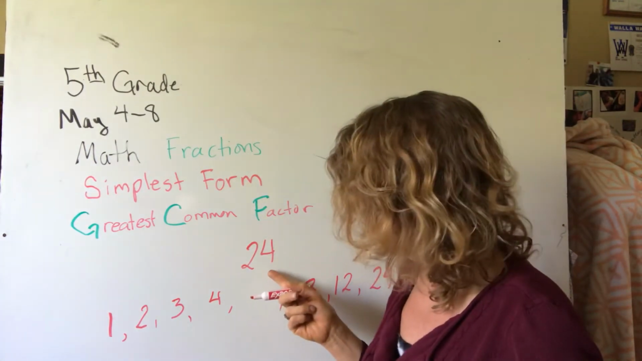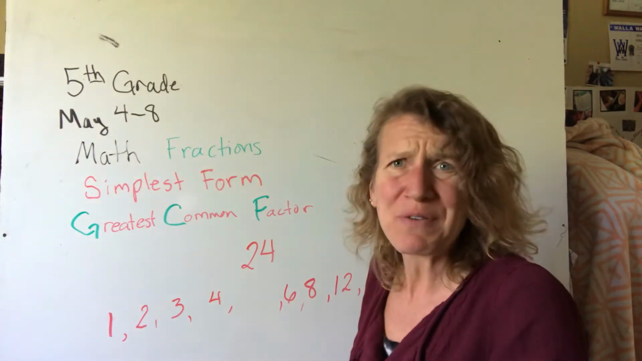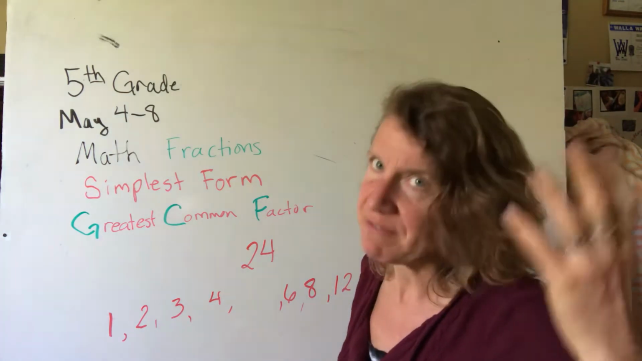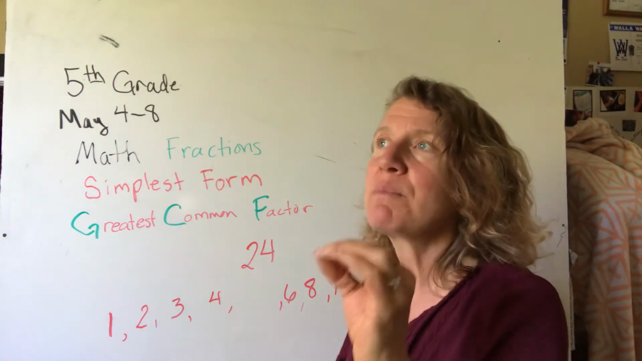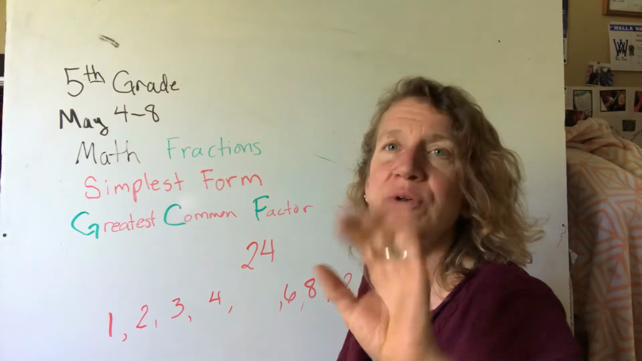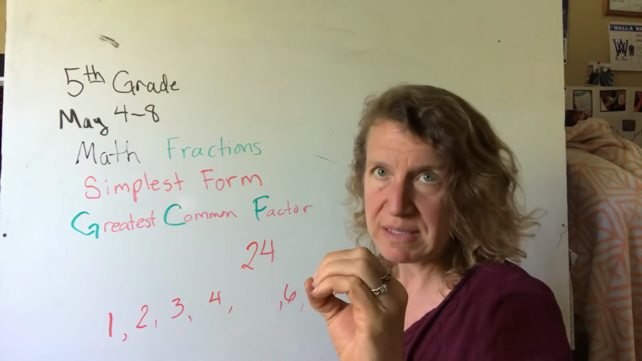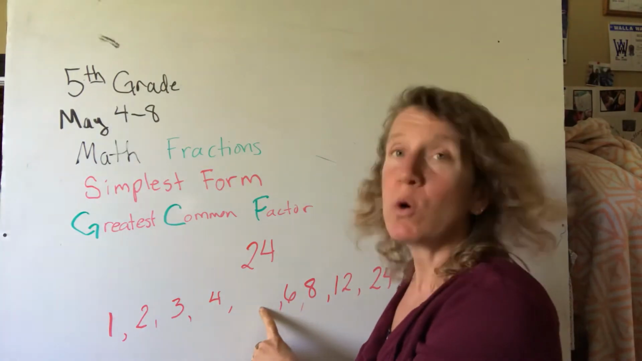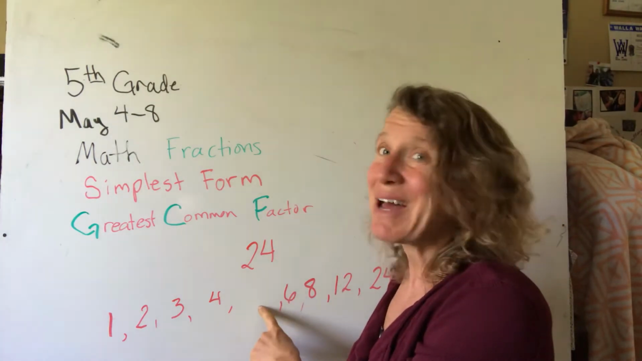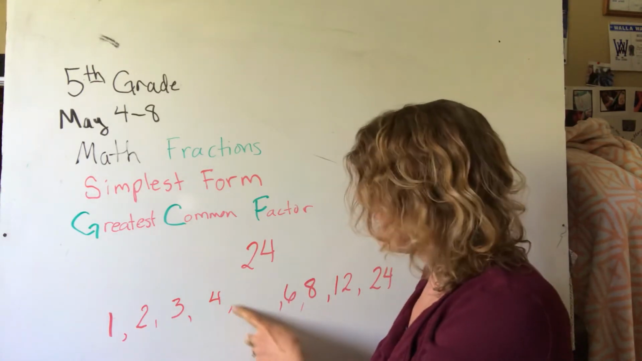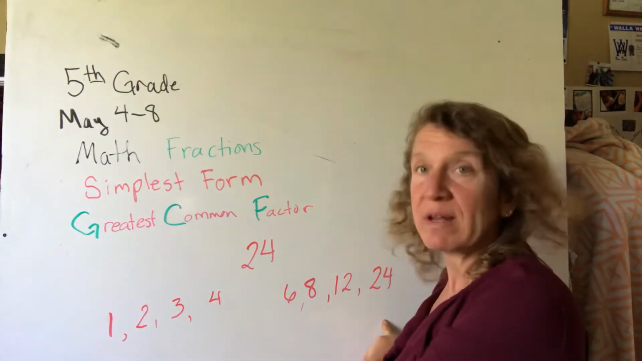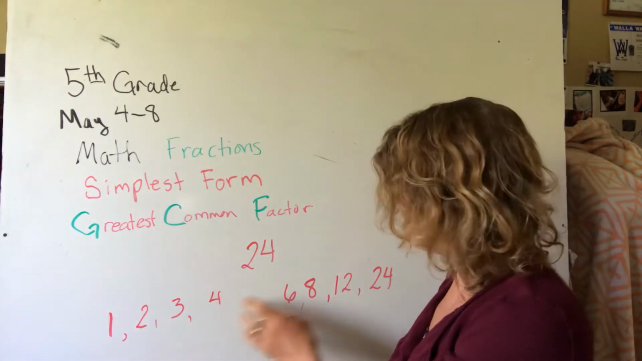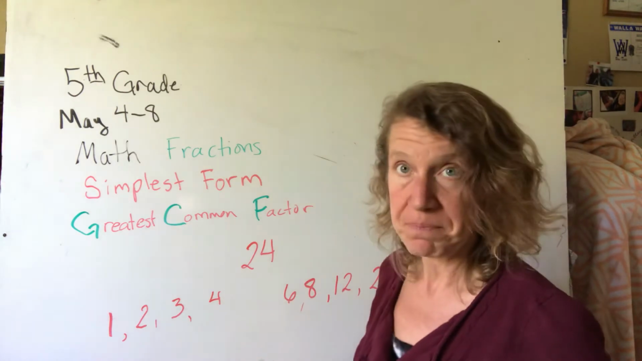Well, the only number left is 5. Is 5 a factor of 24? No, because multiples of 5 all end in 0 or 5. Any number that has 5 as a factor either has a 5 or a 0 in the ones place. Every multiple of 5 has a 5 or a 0. So I know 5 is not a factor of 24. This tells me I have now found all of the factors of 24. Okay? 24 has quite a few factors. 1, 2, 3, 4, 6, 8, 12, 24. Okay?